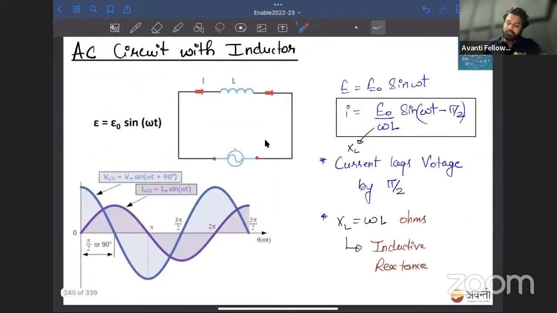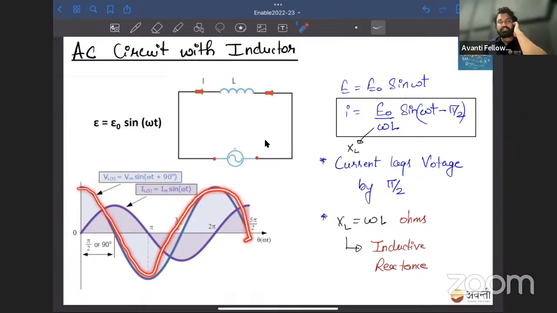So now let's put inductor. अब inductor की बारी. Inductor is cunning. It does not allow the change in current. You will apply voltage, it will not change. चलो, let's see. So यहाँ पे 0 voltage apply किया है. Sorry. This is the voltage curve.